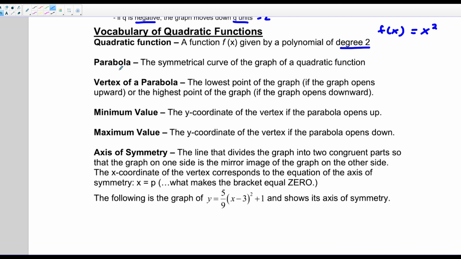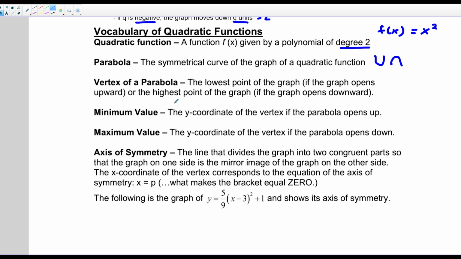Next, we've got the parabola. Remember, it's not a parabola, it's a parabola. It's a symmetrical curve of the graph of a quadratic function. So really, it's just any U-shaped curve that looks like this or looks like that. Could be narrow, could be pretty wide. Just depends on the function itself.